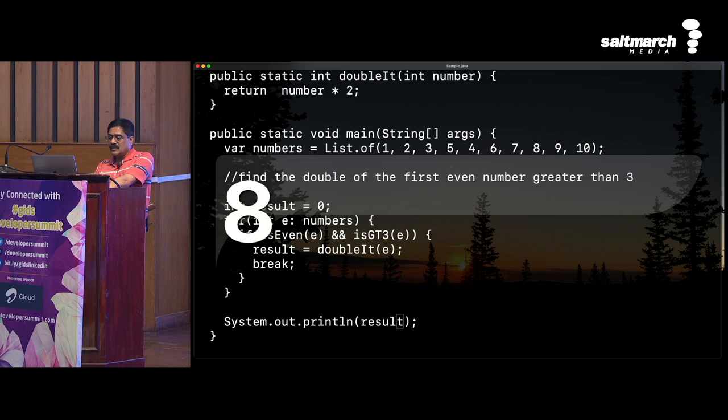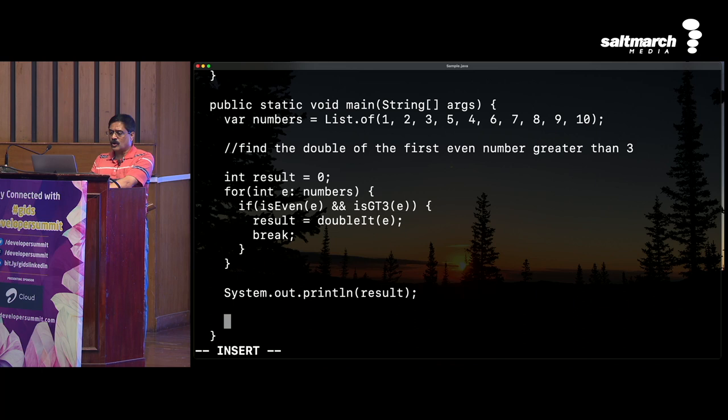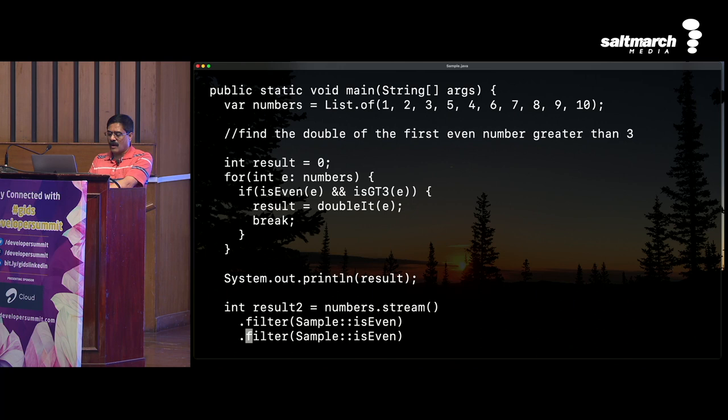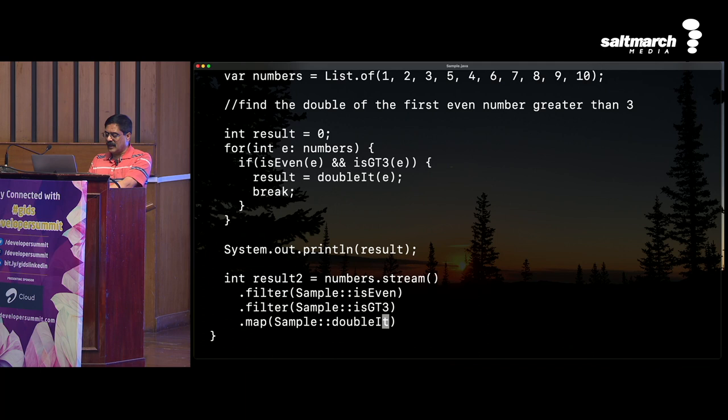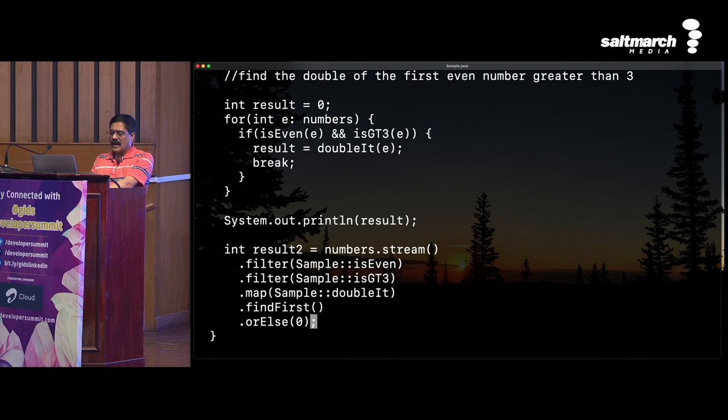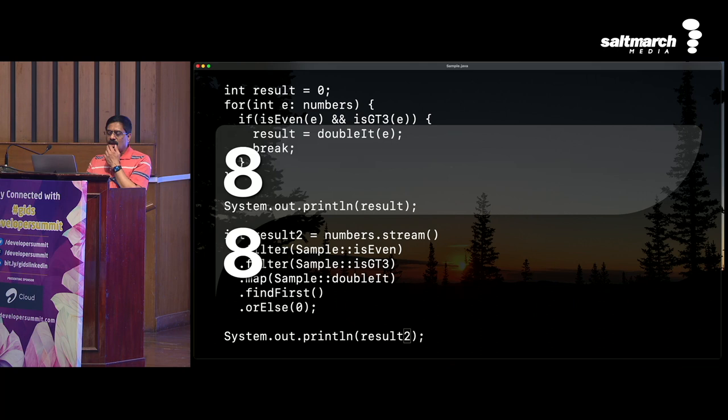But on the other hand, if I were to say over here, int result2 is equal to numbers.stream.filter, and I say in this case isEven, and then I'm going to say perform a map operation, and I say doubleIt, and also another filter where I say isGreaterThan3, and then finally, once I find the map, I say findFirst, and then, of course, if it's not there, orElse give me a 0. So I can then finally output right here the result2 as well. When you run the code, the result is exactly the same in both the cases.